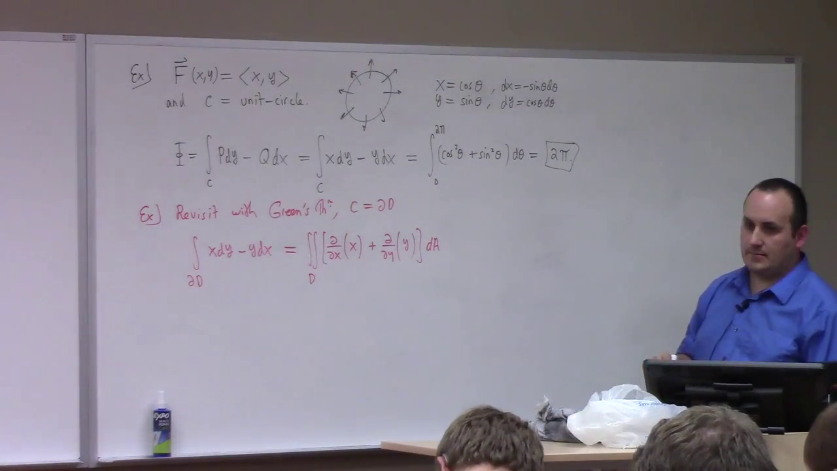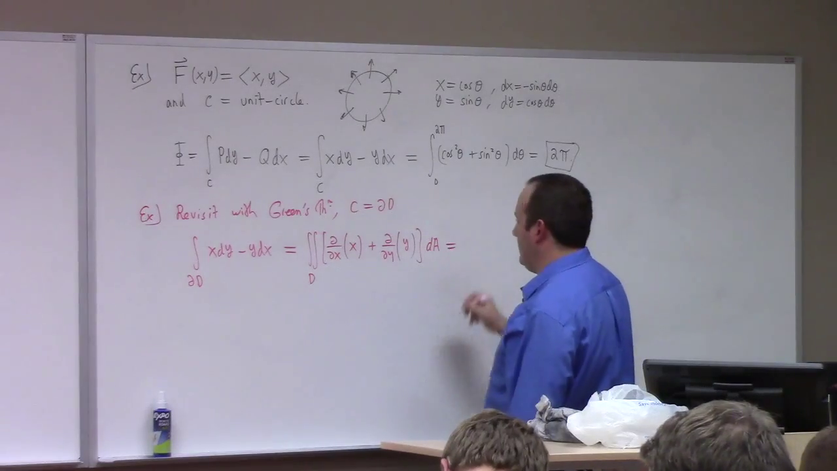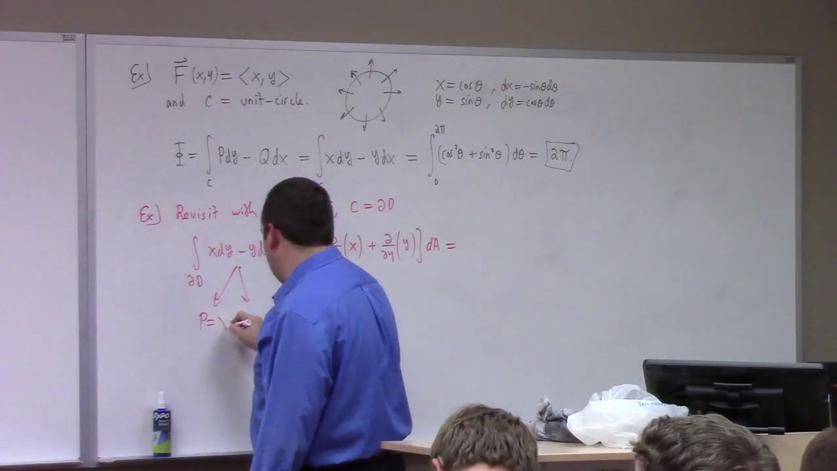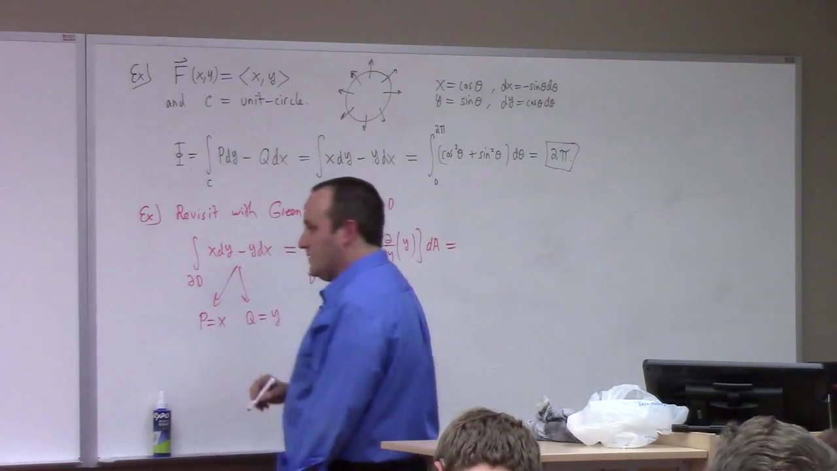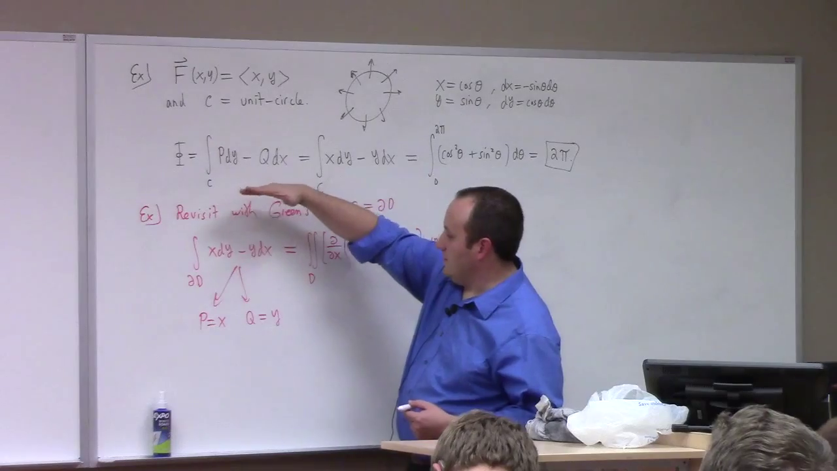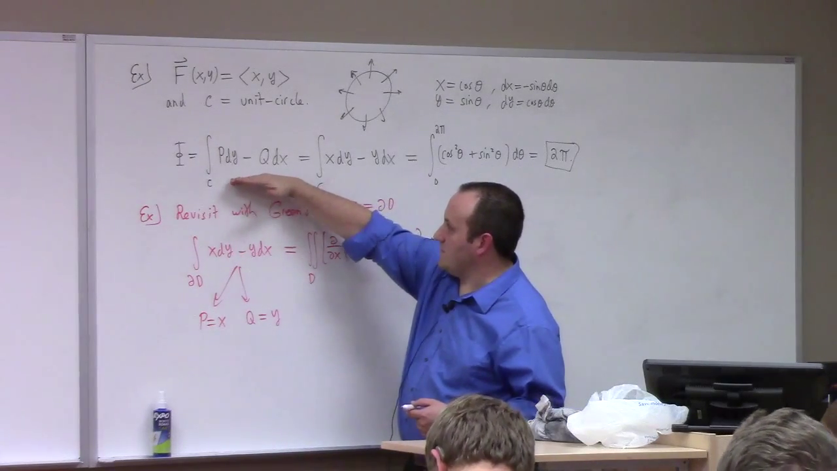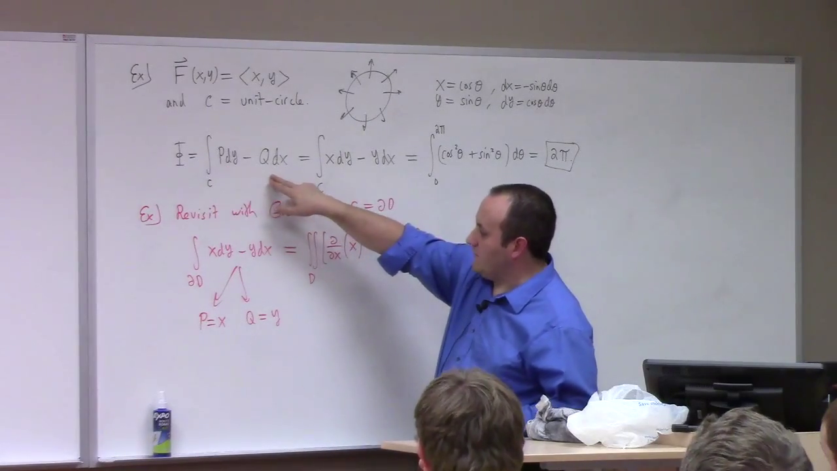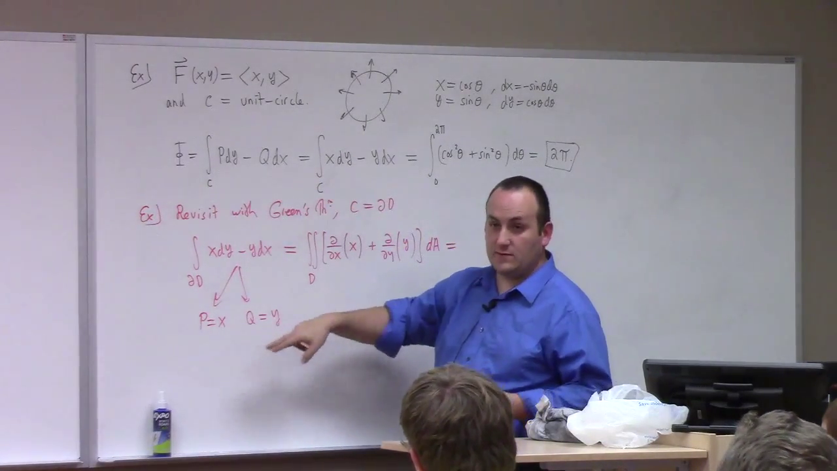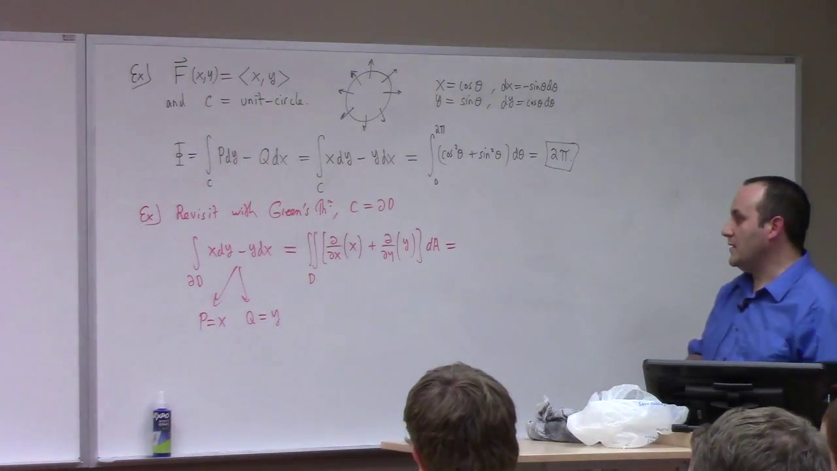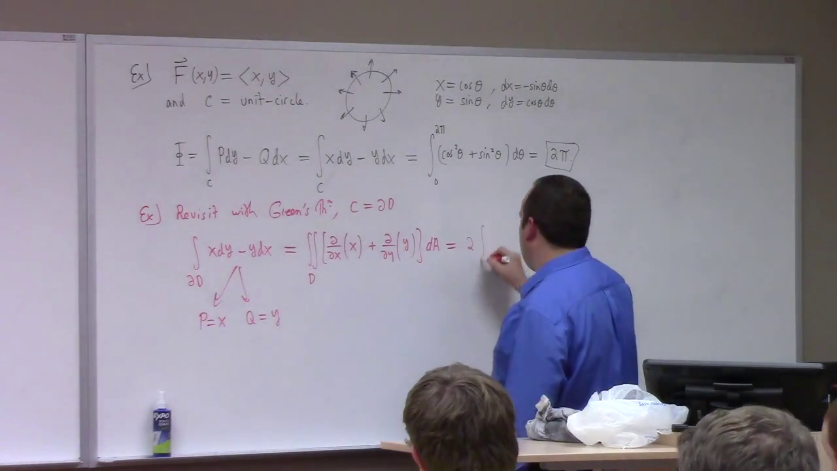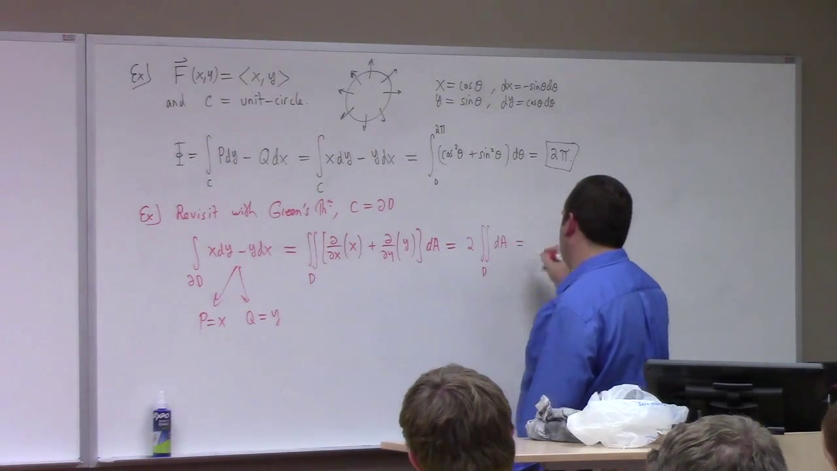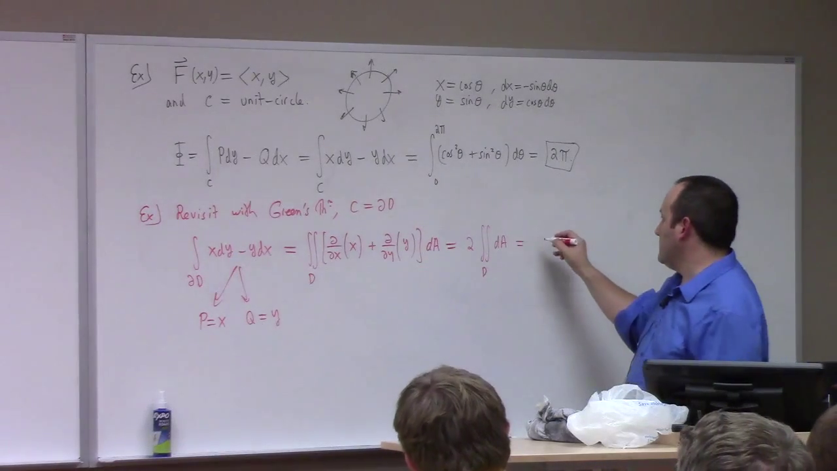Which is what? See, this says that P is equal to x and Q is equal to y, because when we look at the flux, we have to look at the coefficient of dy as being the P, and minus the coefficient of dx as being the Q in the vector field we're finding the flux for. And so what we have is twice the integral of dA. What's the area of a unit disk? It's pi, so 2 pi.